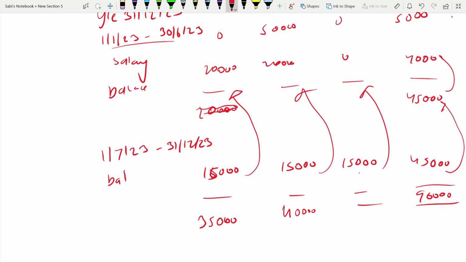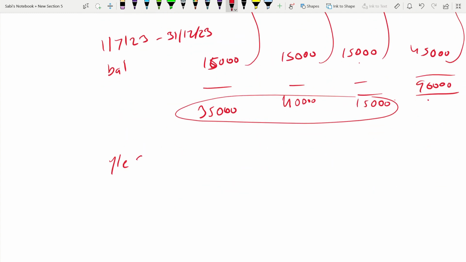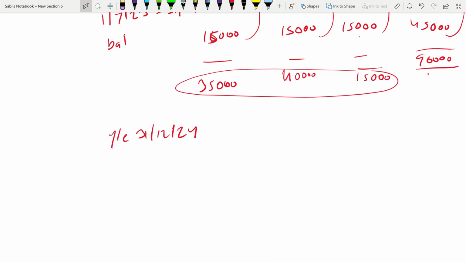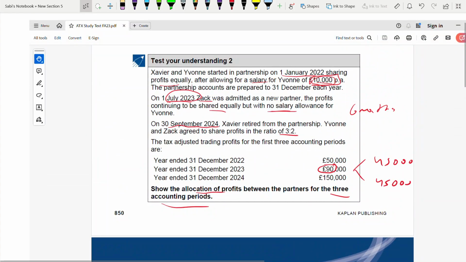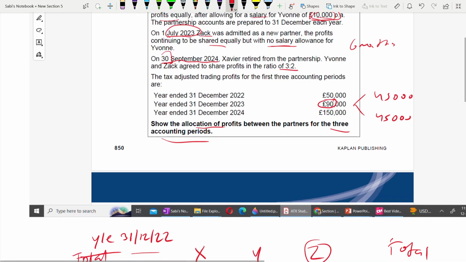And here just 15,000. If you add this also, you should be getting 90,000. Now the last one. Year ended 31st December 24. When did he leave? 30th September. So from 1st of Jan to 30th September, Xavier was there. Xavier left after that. That means for 9 months.